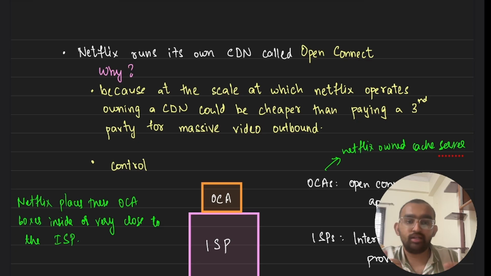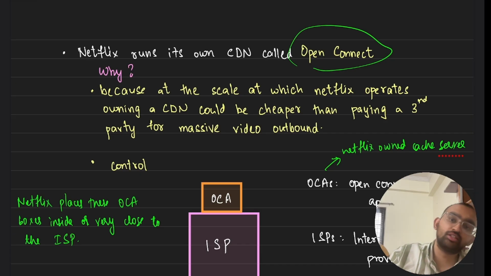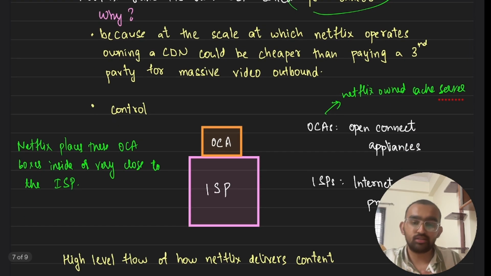So instead of depending on traditional ways, Netflix built its own CDN called Open Connect. Why? Because they realized that building their own CDN turned out to be much cheaper and much more efficient for them instead of using third parties. So at the heart of it, this Open Connect CDN that they built is basically nothing but a hardware appliance called Open Connect Appliance. It is basically a Netflix owned cache server, and this is placed usually inside the ISP or near the ISP.